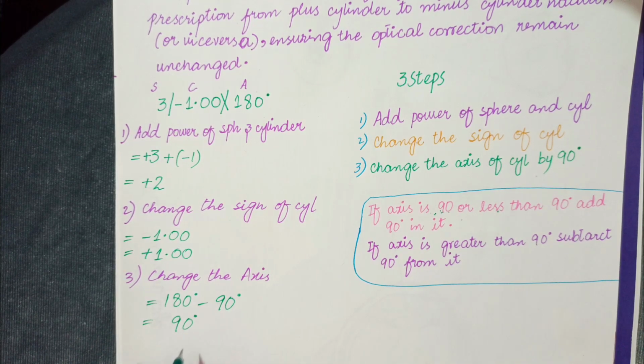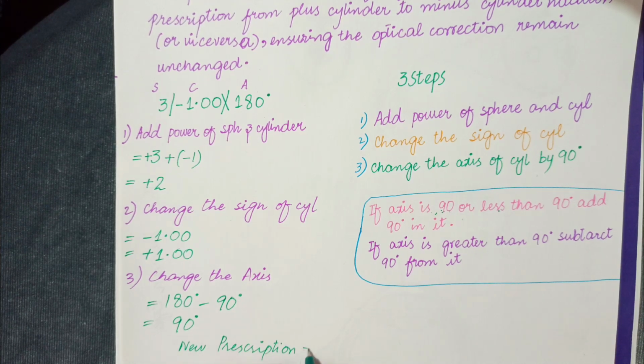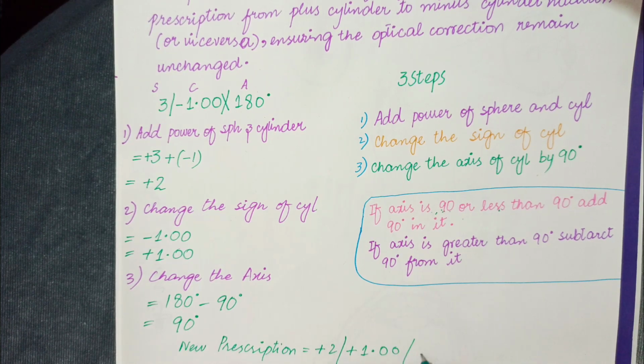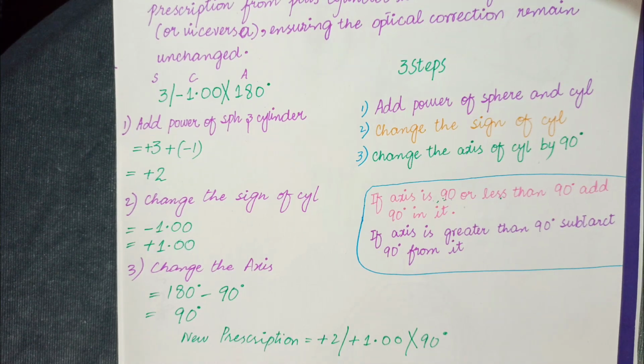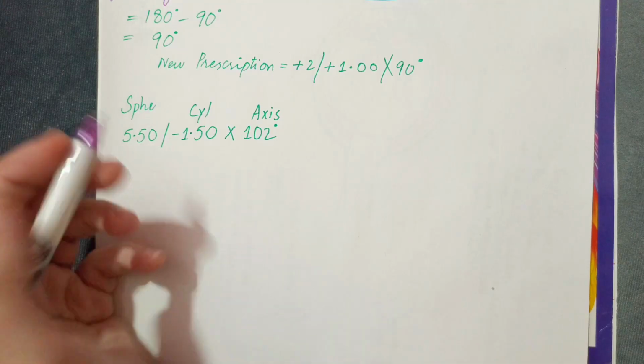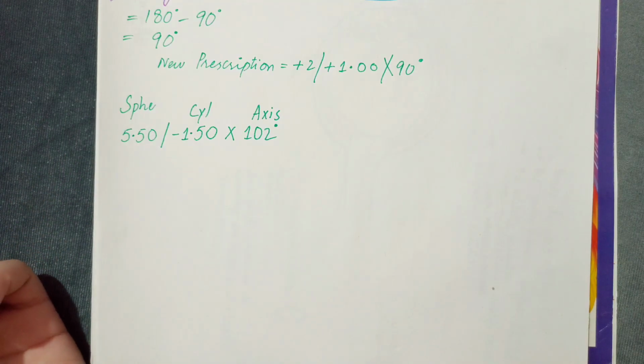So the new prescription will be positive 2 spherical power, positive 1 cylinder, and 90 degrees. Let's practice one or two more prescriptions. We will follow those same three steps.